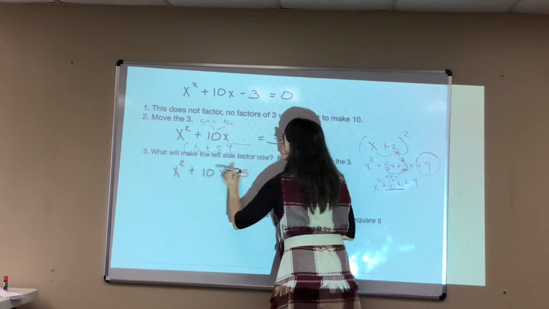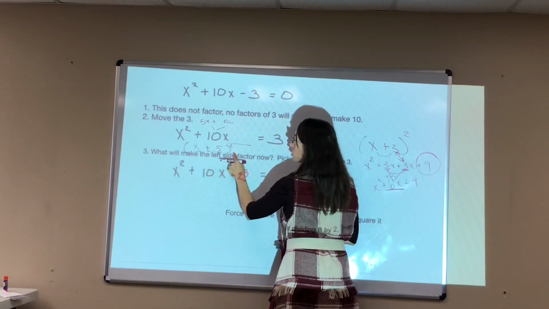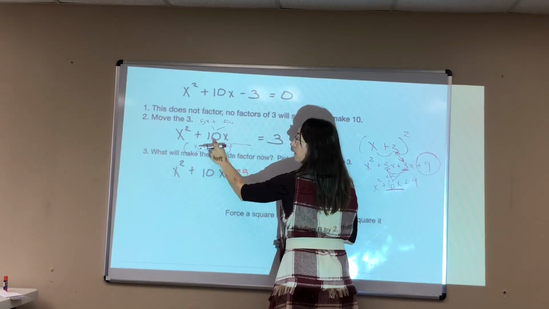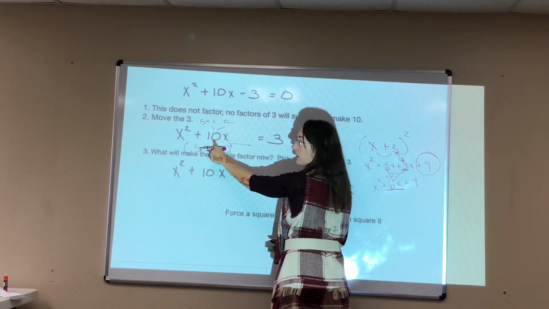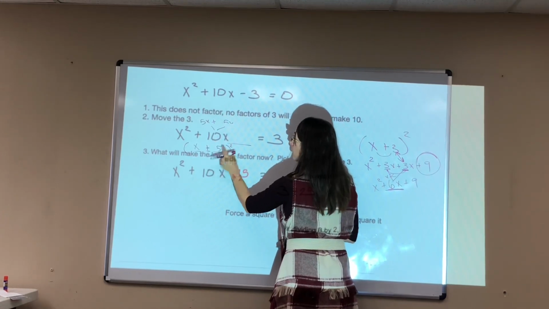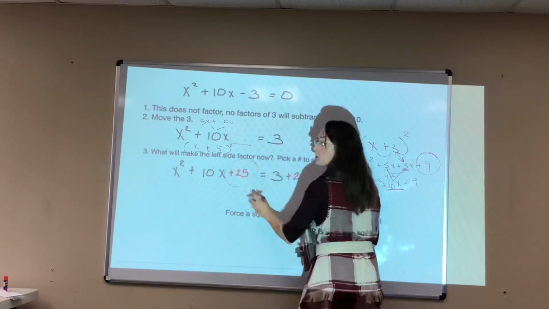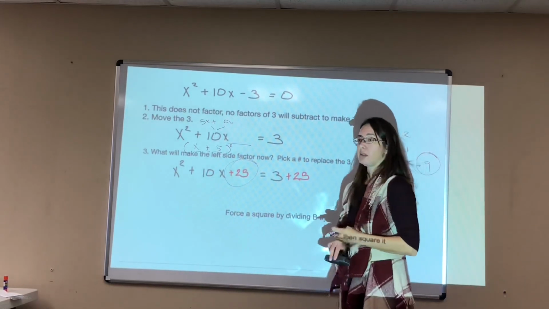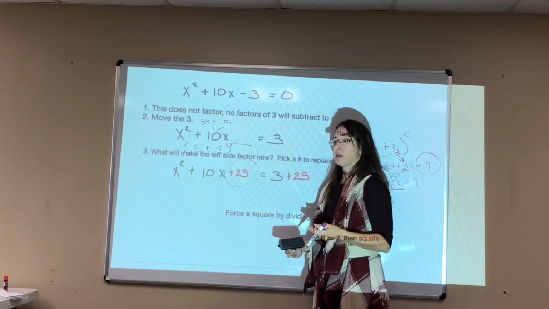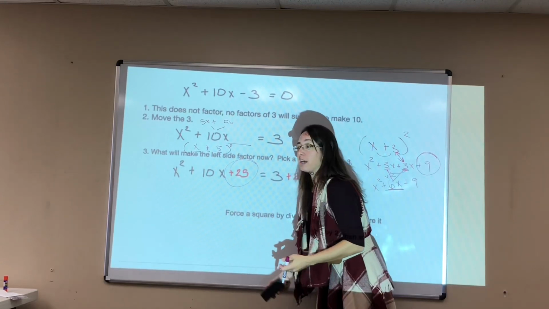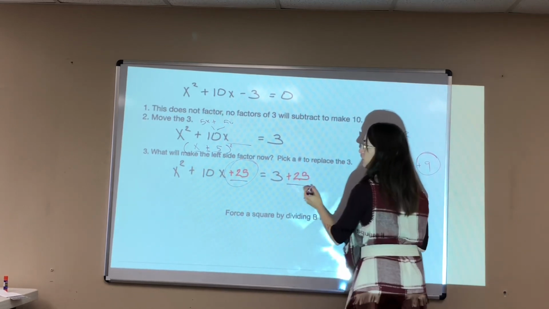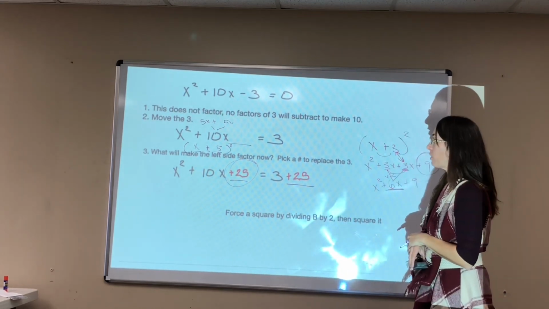So to force it into x plus 5 squared, I decided it had to be 5 because 5 is half of 10. Now I have to square this value to get my 25 there. So I added 25 to this side. But my math rules say, whatever I do to one side, I have to do the other side. So if I add 25 on the left, I have to add 25 on the right.